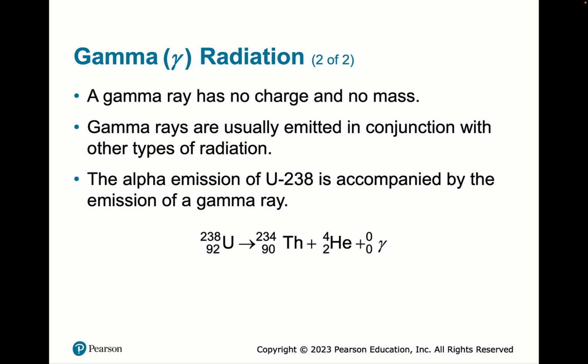And as I mentioned, whenever you have a nuclear transition, you're going to have a gamma ray. With any type of radiation, gamma is emitted as well, and that's the lowercase Greek letter gamma: alpha, beta, gamma. So that's lowercase gamma.